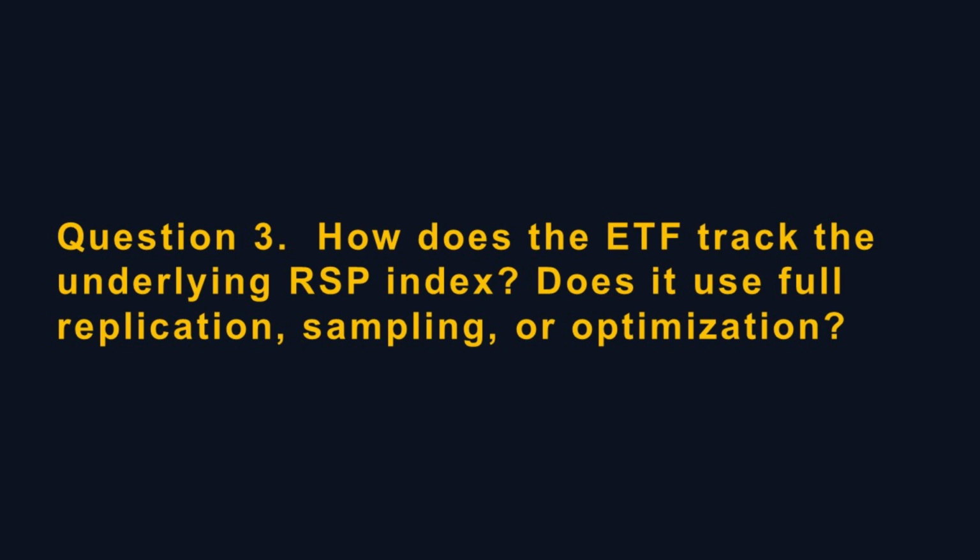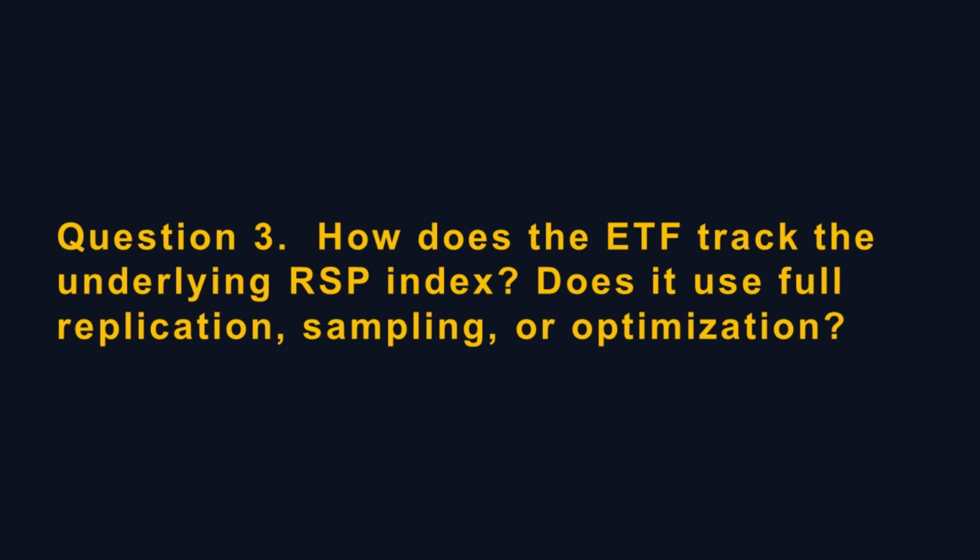Alternatives to physical replication: sampling. Some ETFs might use sampling to track an index. This involves holding a representative selection of the index constituents, not all of them. While potentially more efficient, sampling introduces some tracking error, as the ETF's performance might deviate slightly from the index.